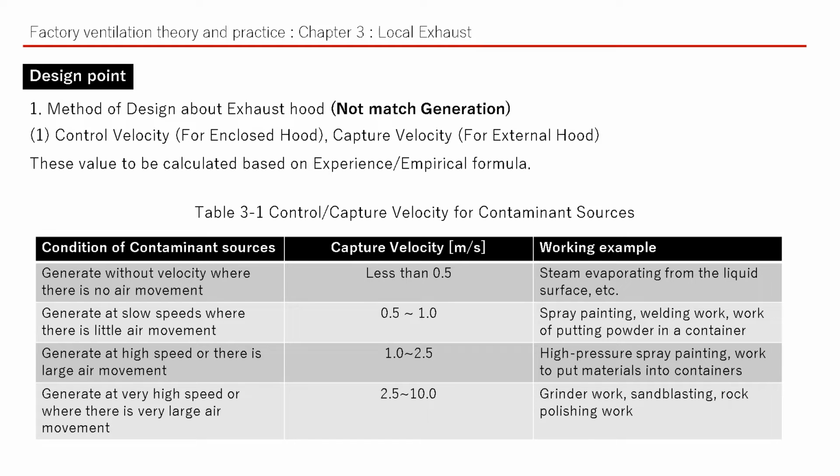We will proceed with the explanation of the design method for the exhaust hood. There are two types of conditions we should consider. 1. The condition where pollution is not generated by the process itself. 2. The condition where generated pollution is considered. We will explain the non-generated condition first. 1. We decide the control or capture velocity. Please see Table 3-1. There are the conditions of contaminant sources. Based on the conditions, we can select the control or capture velocity.